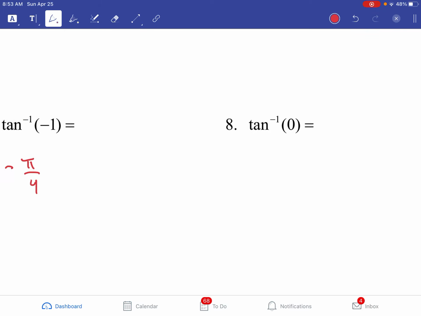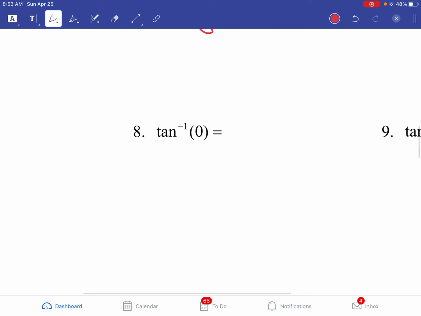For number 8, tangent of 0. We're looking for where the tangent value will be 0. There's only one spot for that. So you're going to have where the sine is 0 and the cosine is 1, which is going to be at 0 pi. We just don't put the pi down, we just put 0. So that's on 0.